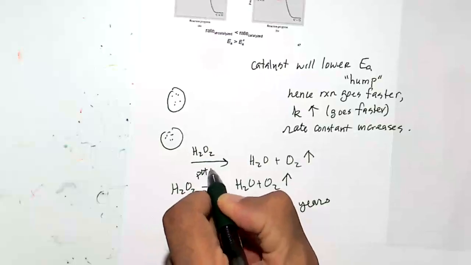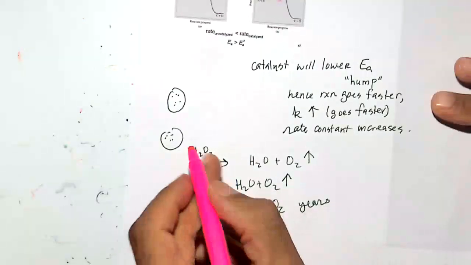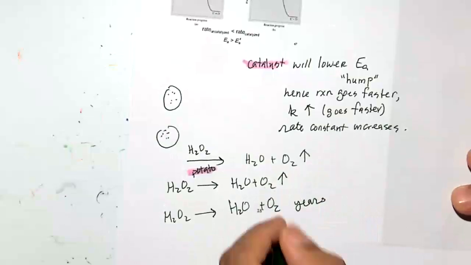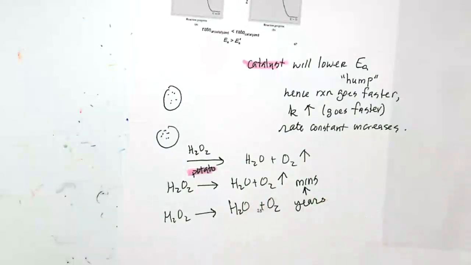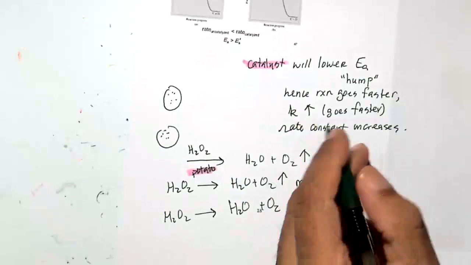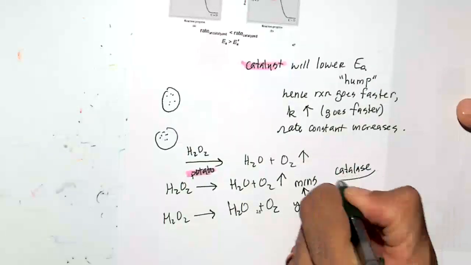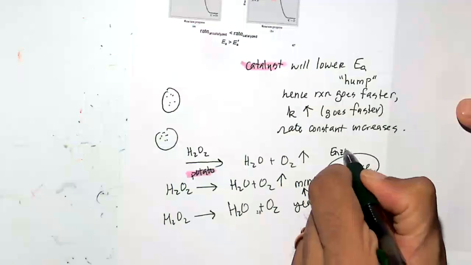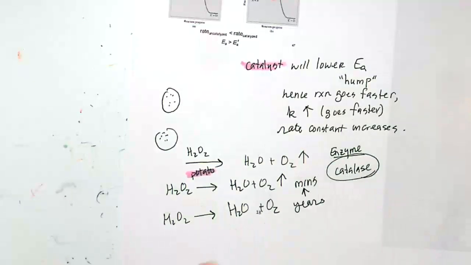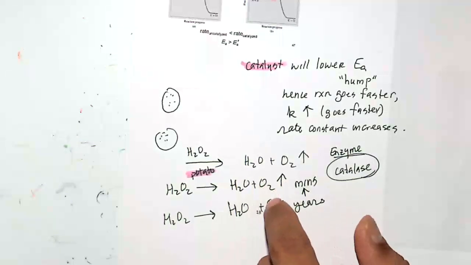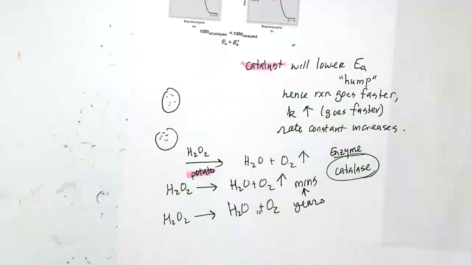But if you put potato, which is a catalyst, this happens within a span of minutes. From years to minutes. Why? Because potato has a catalyst called catalase. It's an enzyme, and you may know from biology class that enzymes are catalysts. They make the reaction go super fast. The potato cells are heavily enriched in this enzyme, catalase, which converts H2O2 to water and oxygen gas. You can measure the oxygen gas because it will displace the water.